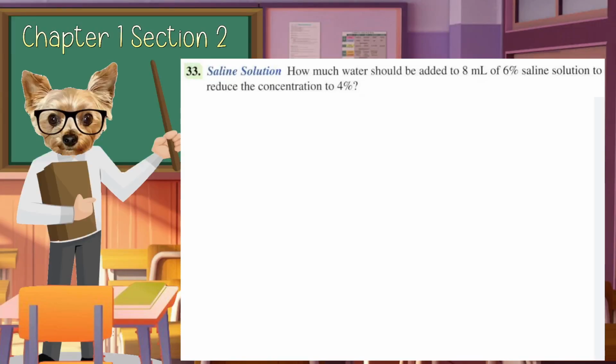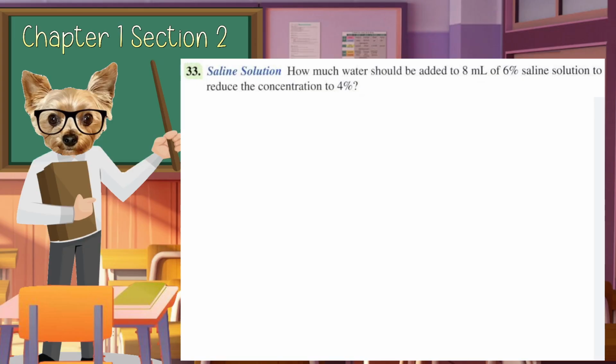Hey everybody, in this video we are looking at chapter 1 of Algebra 2, section 2, and we're dealing with a percent concentration problem. It's a saline solution. How much water should be added to 8 milliliters of a 6% saline solution to reduce the concentration to 4%? Okay, so buckle up. I feel like this can be confusing.